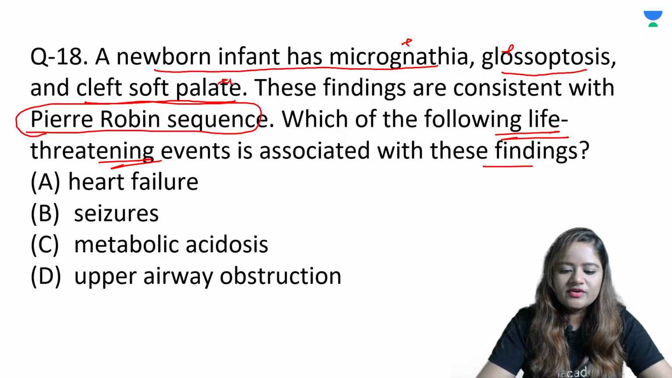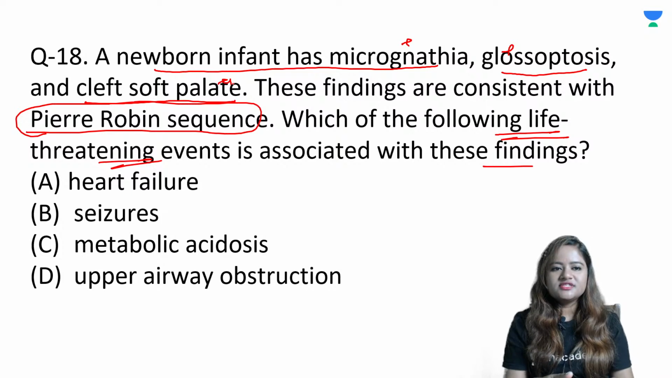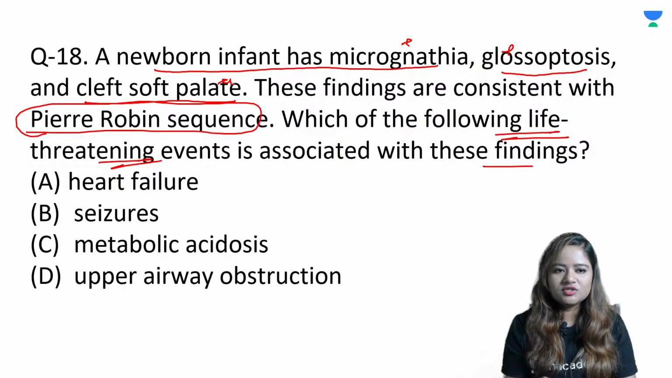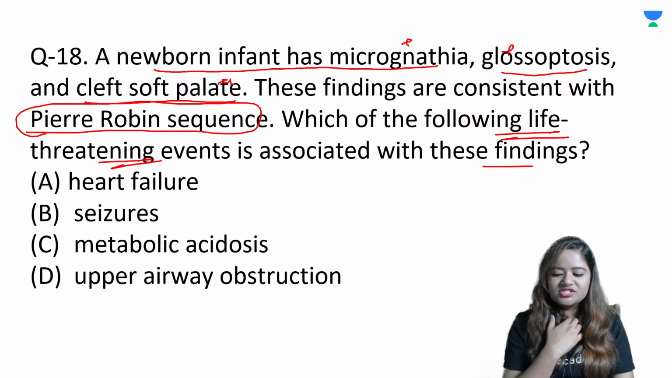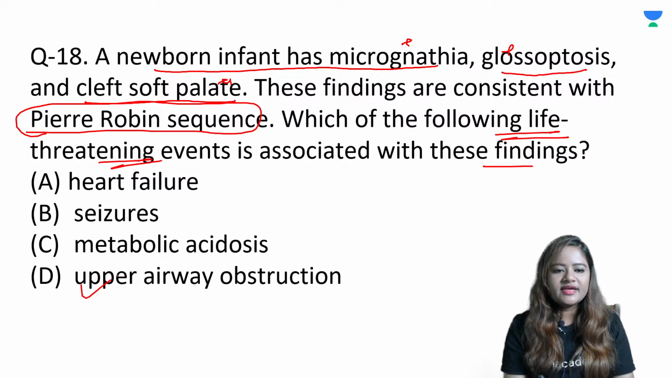So what is the answer over here? What is the complication that can occur if there's Pierre Robin sequence in the baby who has got a small jaw with a tongue? What can happen to the tongue? So in this condition, if there's a small jaw and the tongue is over there, it is going to fall back, and it can lead to upper airway obstruction.